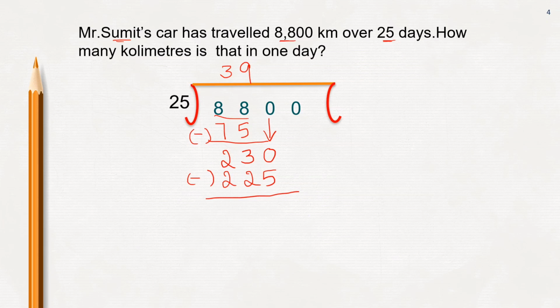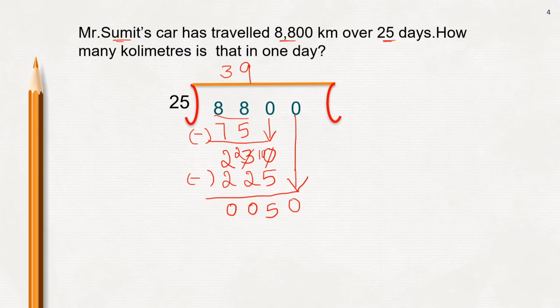So we have 225. From 0 we cannot take away 5. So we borrow from 3. 3 becomes 2. 10 minus 5 is 5. 2 minus 2 is 0. 2 minus 2 is again 0. We are left with 5. Now we have to bring down the last digit, that is 0. When we regroup 0 with 5, we'll have 50 as a number.